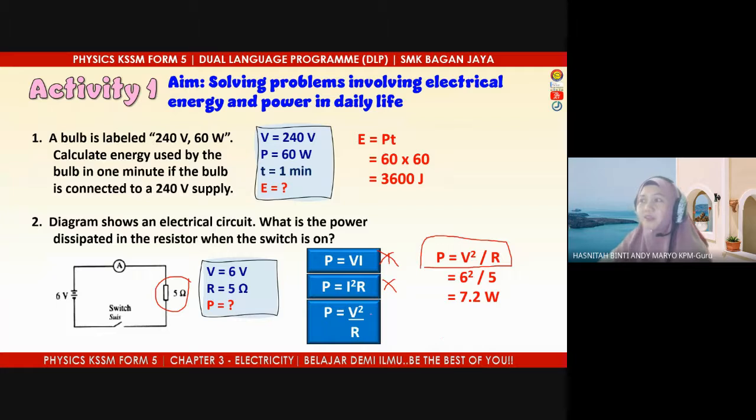Okay, so we use this third equation. We have V, and you are supplied with R. So that's why we are applying the third equation.